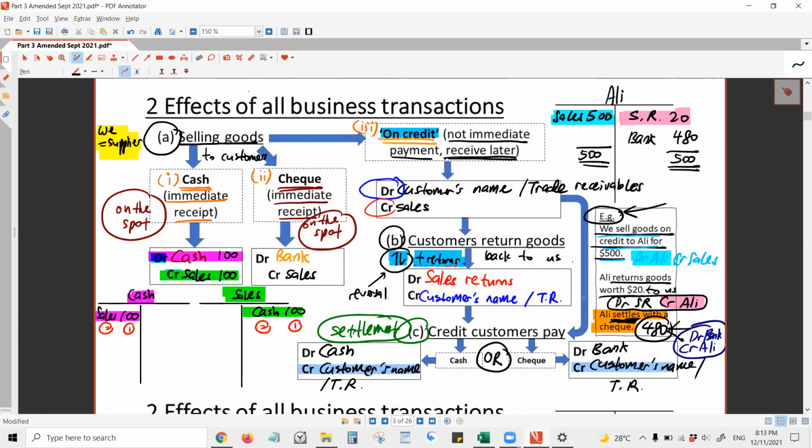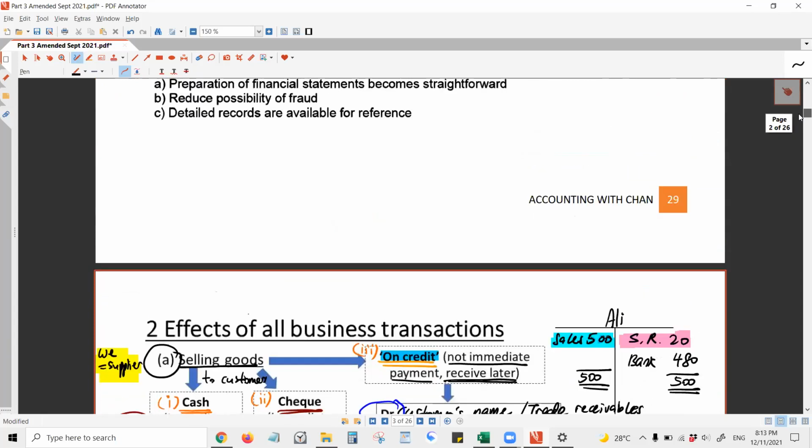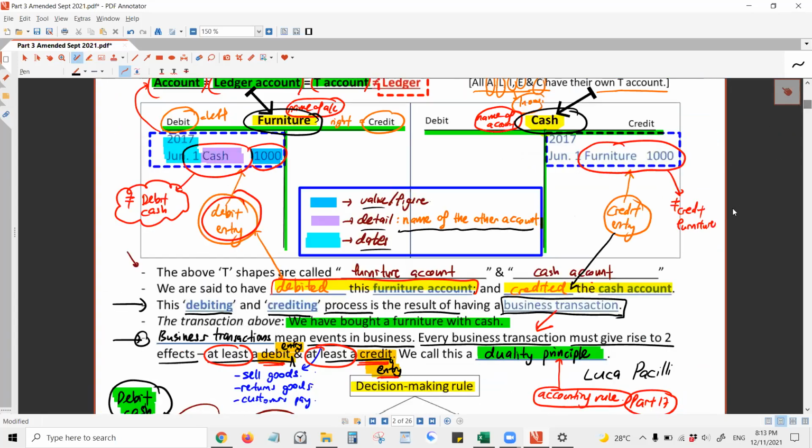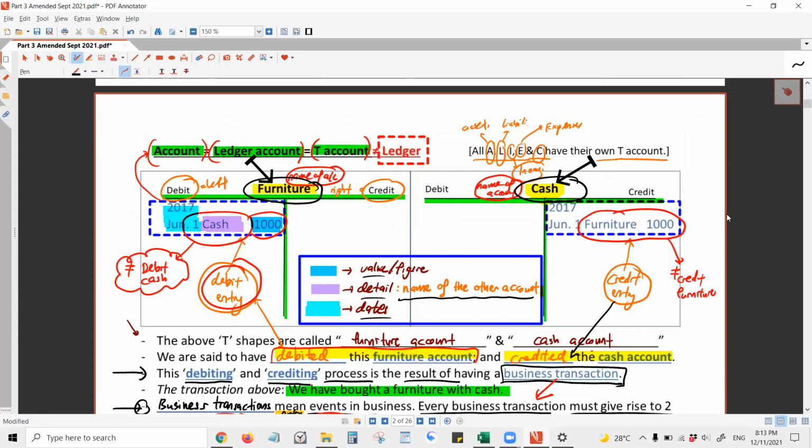Okay, let's recall what we learned last week. Last week, we started this topic, right? You must know the name of the T-shape. The T-shape is known either as account, ledger account, or T account. You cannot call it ledger. Ledger is something else which you will learn much later. You will know the importance of this when you are doing the past exam questions. You must not misunderstand the questions. That's why you have to know the terminology very well.